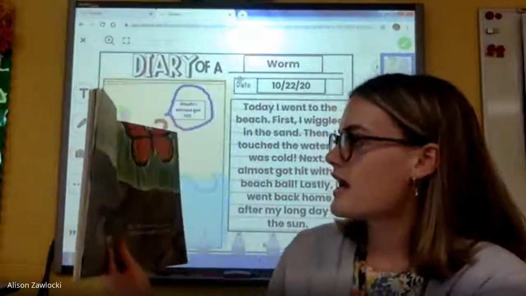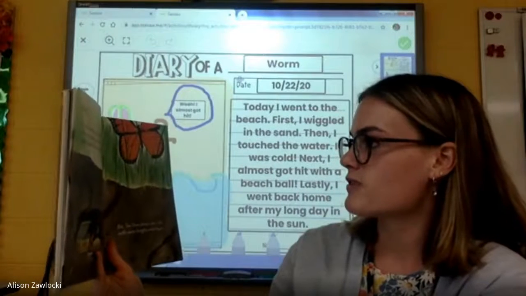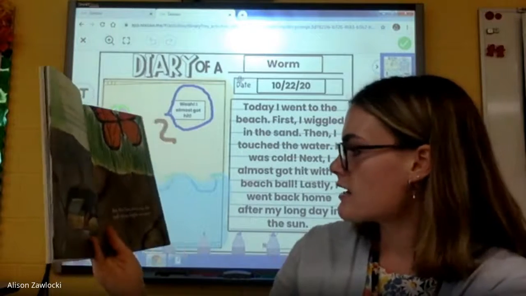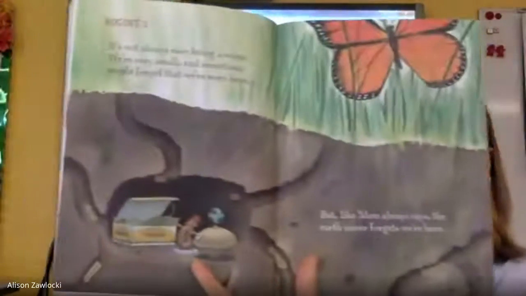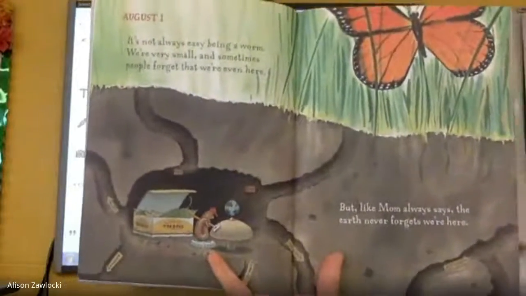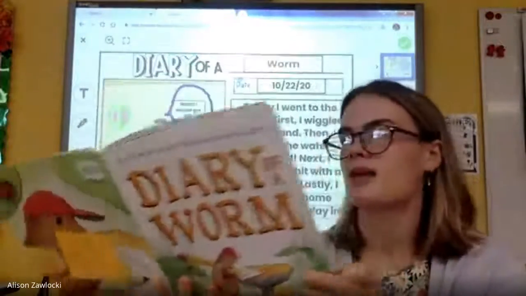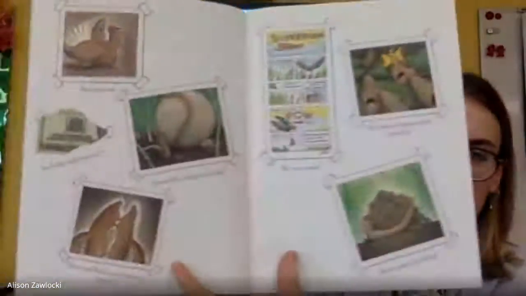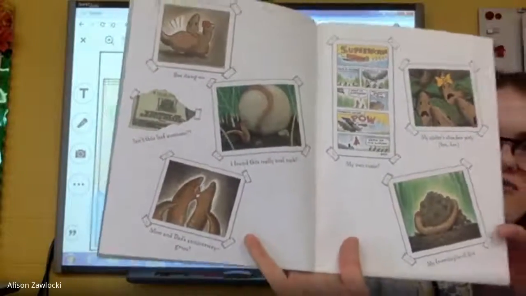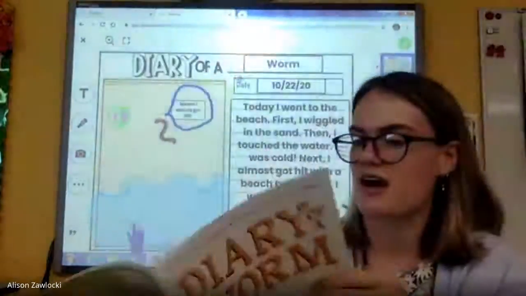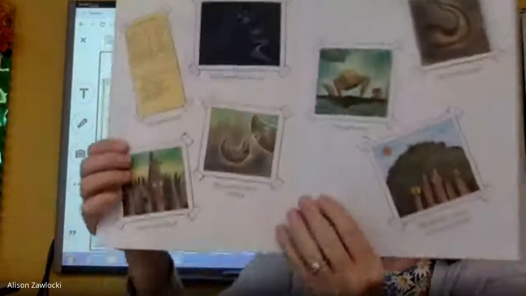August 1st. It's not always easy being a worm. We're very small and sometimes people forget that we're even here. But like Mom always says, the earth never forgets that we're here because they dig holes in it and they help the earth breathe, actually. It helps the soil. Worms are very good for the soil. And that is it. You notice on the back couple pages that these are some photos of his family and what's going on. Here's a couple more photos of some things he put in his diary.